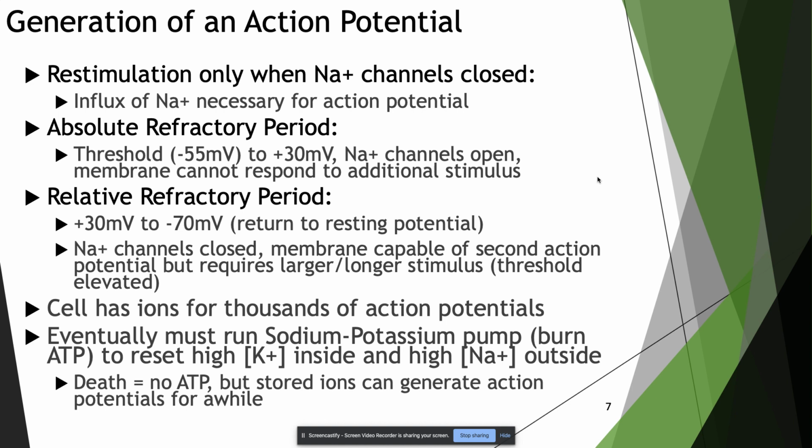In this first part of the refractory period, called the absolute refractory period, which lasts from about 0.4 to about 1 millisecond, the smaller the axon diameter, the longer the duration, and we'll get into that a little later.